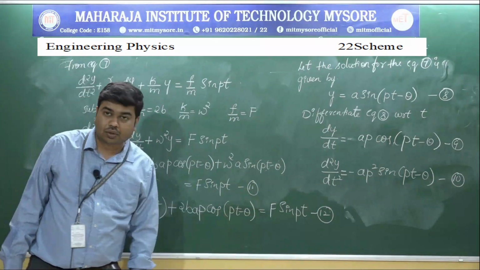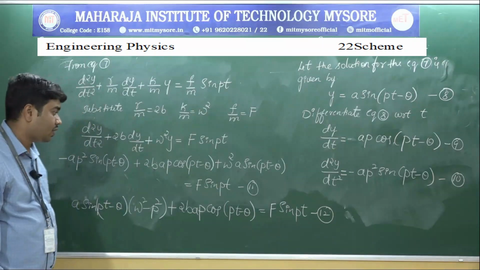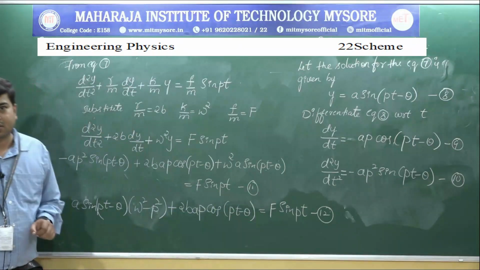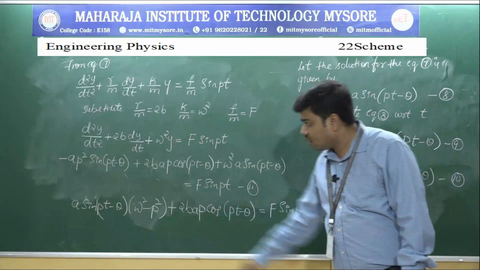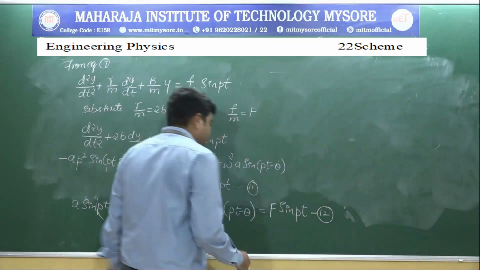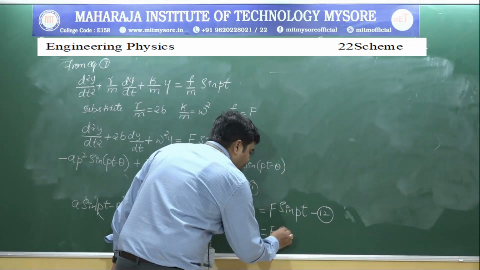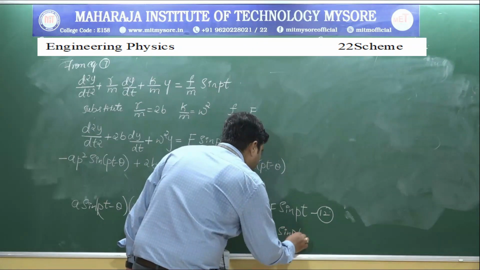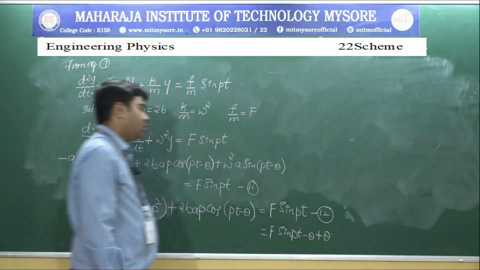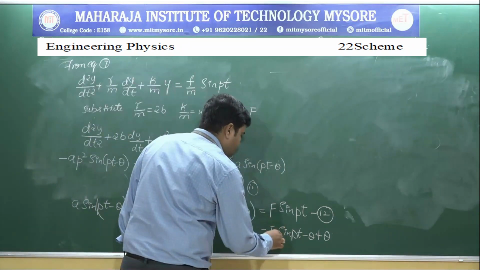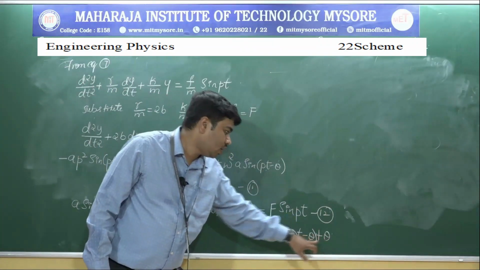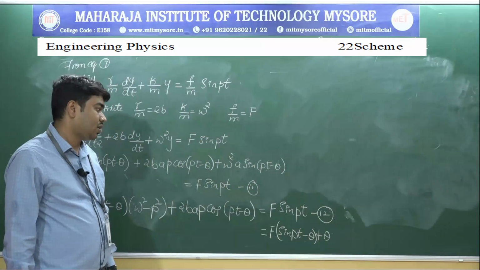We have to substitute certain terms into equation 12 in order to simplify this equation further. We have to substitute the values in such a way that the value of this whole equation does not change, so that we'll be able to find the amplitude as well as the phase difference for the forced oscillation. So we can write this as F sine (pt minus theta plus theta). As you can see, I have added theta and subtracted theta so that the equation does not get changed.